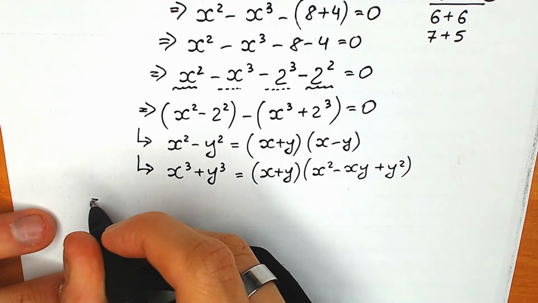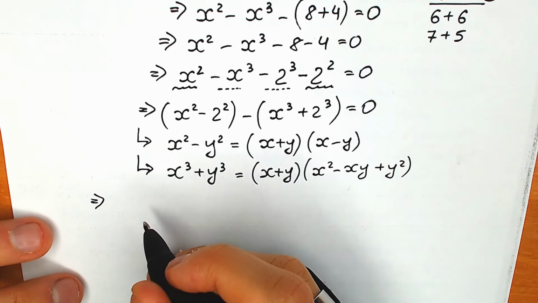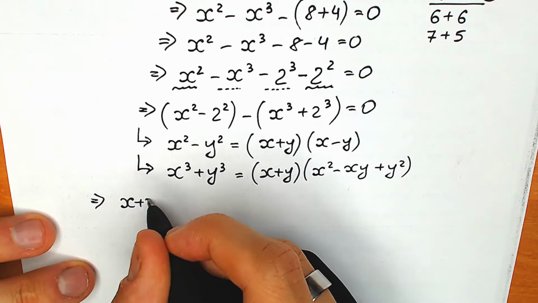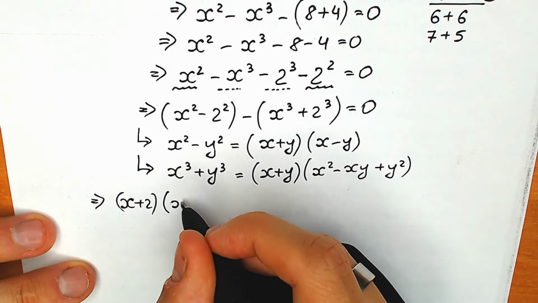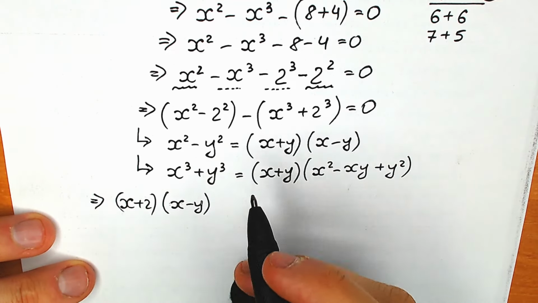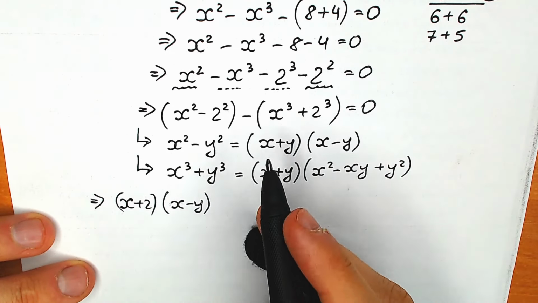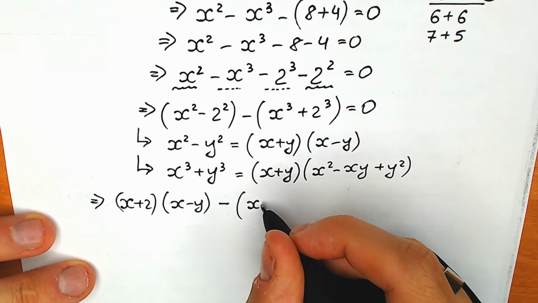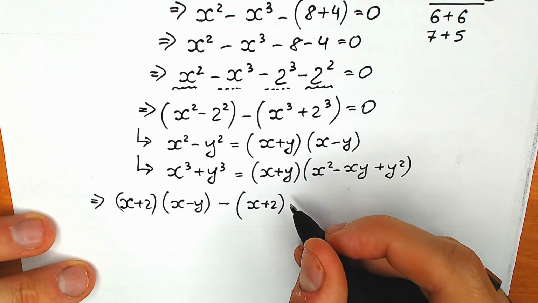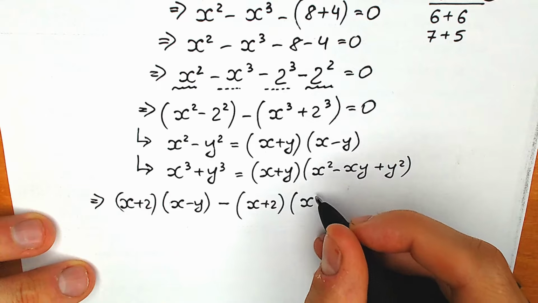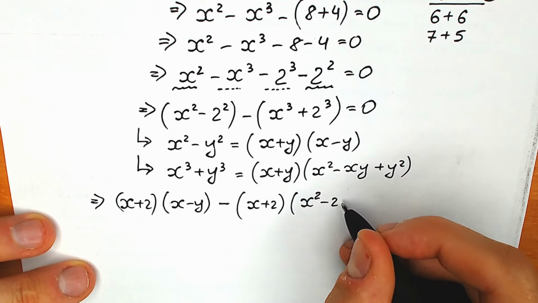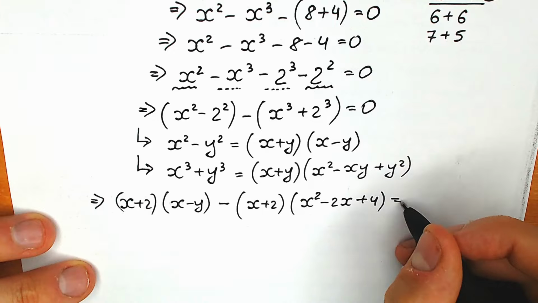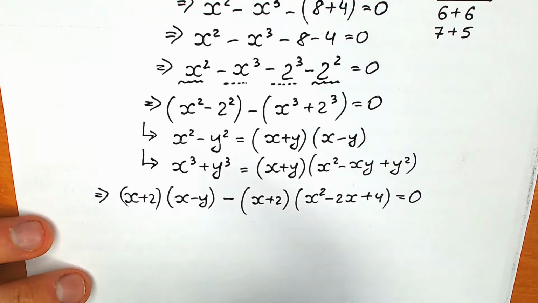I'm going to start on the left side. First, the difference of squares: x plus 2, x minus 2. We express this in terms of the first formula. And the second formula, so we have minus x plus 2, and in the second parenthesis x squared minus 2x plus 2 squared, so plus 4, equal to 0. Really great.